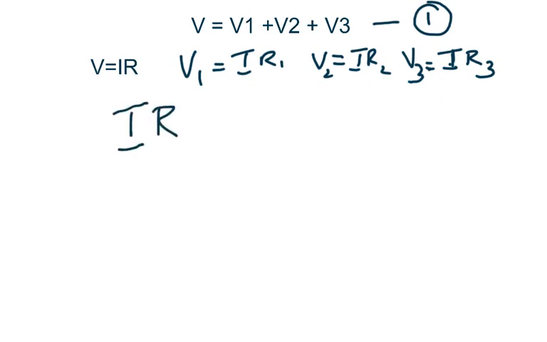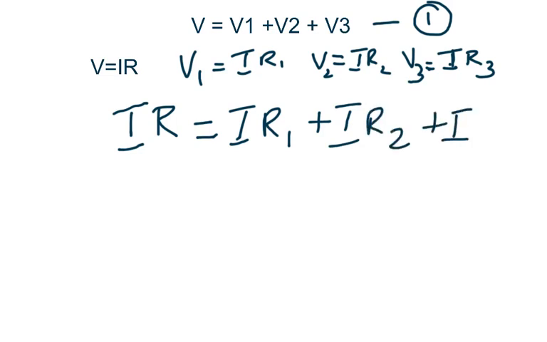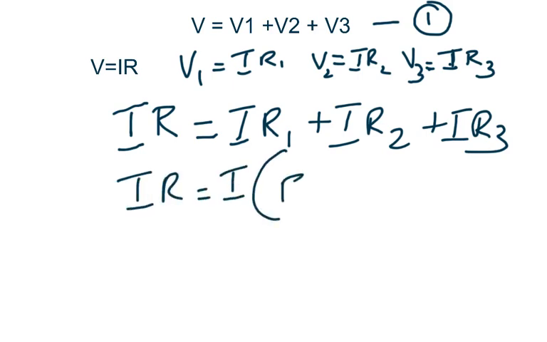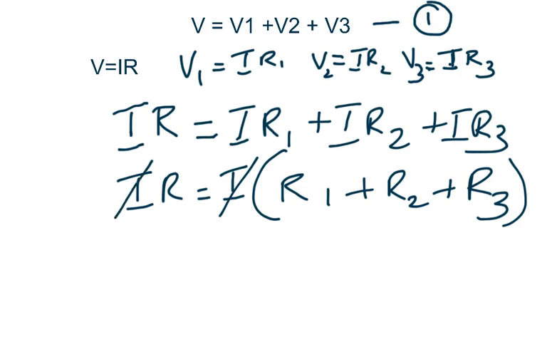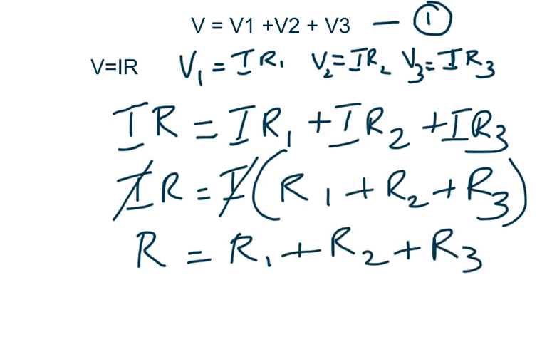V is equal to IR, which is equal to IR1 plus IR2 plus IR3. Taking I as common, R1 plus R2 plus R3. Now I gets cancelled on both sides. So R is equal to R1 plus R2 plus R3.